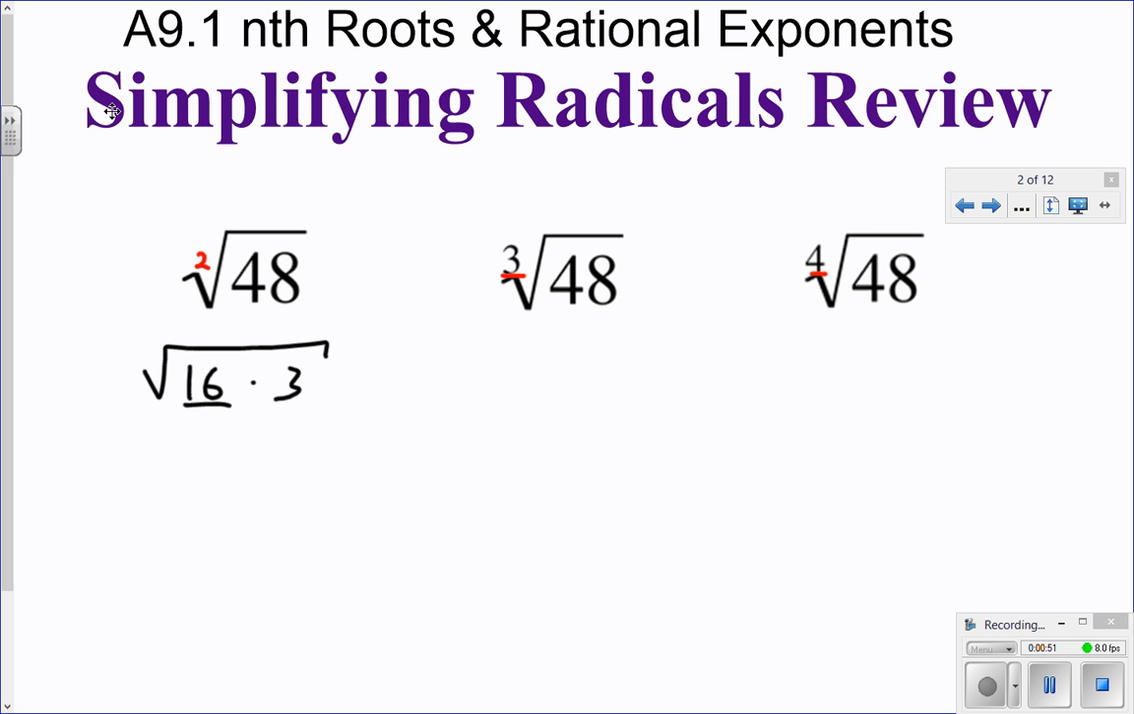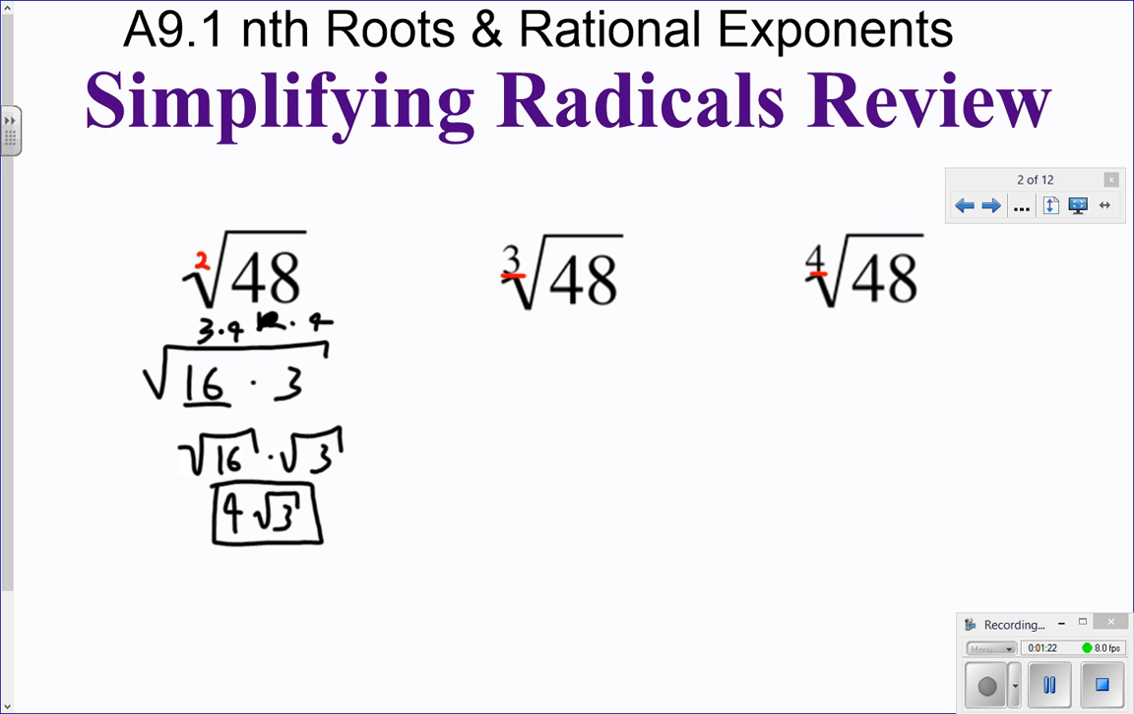I know there are other multiples of 48. I could do 12 and 4. But I always like to pick the largest perfect square I can pull out, because really 12 is 3 times 4, so there would be another perfect square I could pull out. After I break this down, I think of it as the square root of 16 times the square root of 3. The square root of 16 simplifies to 4, so we get 4 square root of 3, and we just leave that in radical form there.